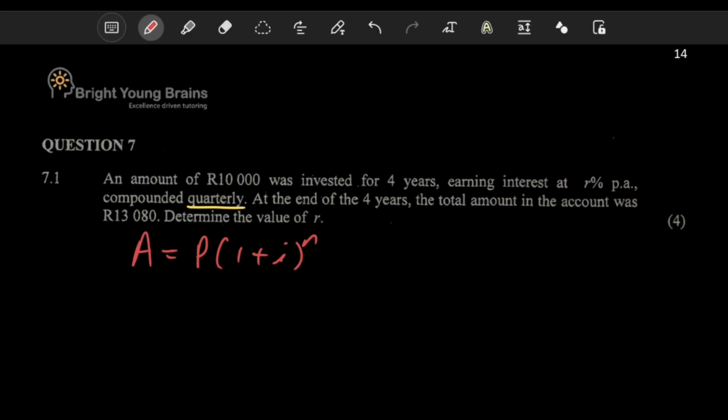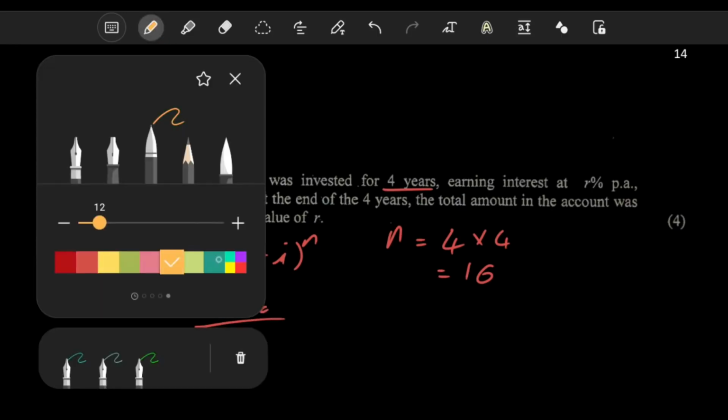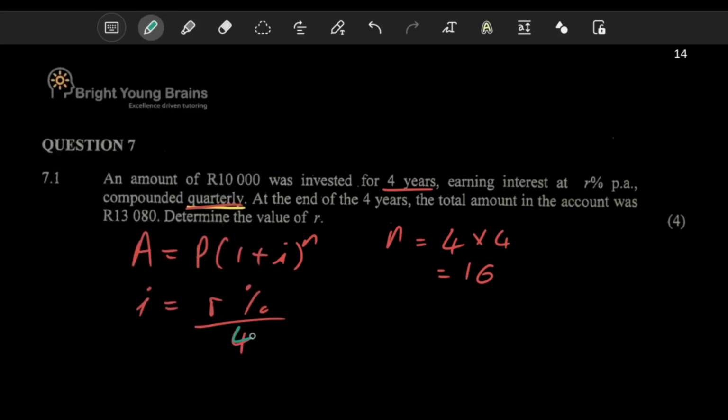In this normal compound interest formula, firstly, we know that n is how many times the money was compounded. So it was compounded for 4 years quarterly. So this has to be 4 times 4. It was compounded 16 times. Your value for interest, remember, it is your interest divided by 4, because it is compounded quarterly, you see.